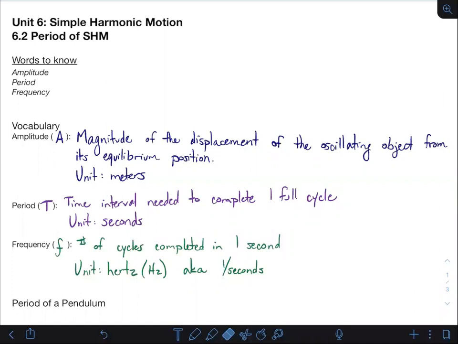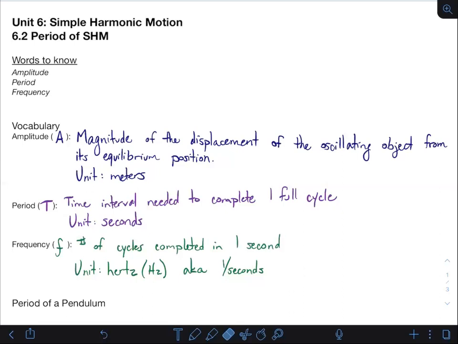I didn't think it was going to be the best use of our time to watch me write these three definitions. However, I would like to speak a little bit about each definition as you copy it down. So let's start with amplitude. Amplitude is usually shortened to a capital A, and it is the magnitude of the displacement of the oscillating object away from its equilibrium position.